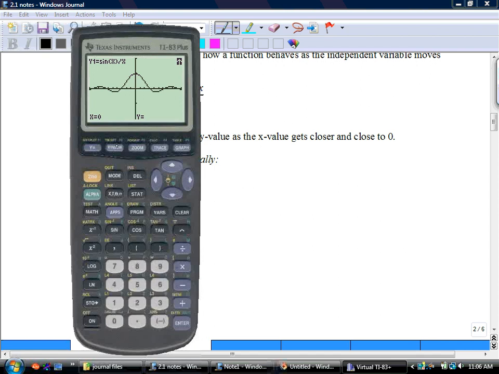Well, let's hit second window. Table sets are really kind of a neat thing to do. We'll make table start. You want your y of x values to start at 0, and we don't want them to change very much. So we'll make that like 0.001, hit second window. And it gives you your table settings. So it's going to make a table of values now, and you can tell the calculator to start making the table of values when x is 0, and make those x values go up by very small amounts.